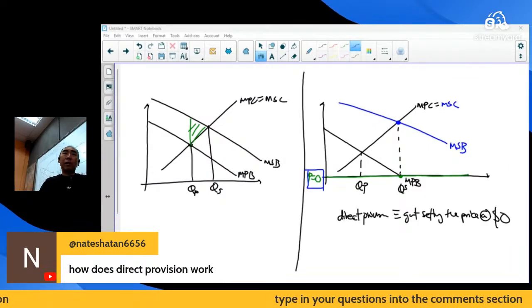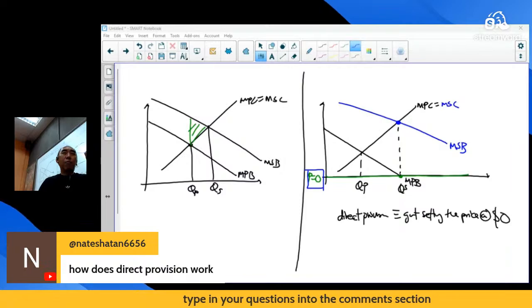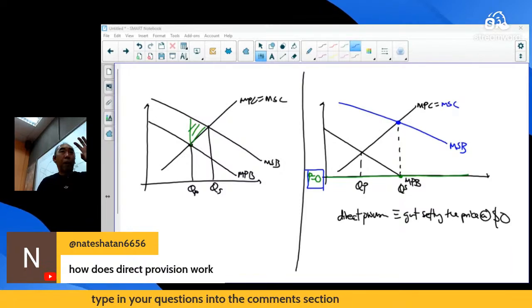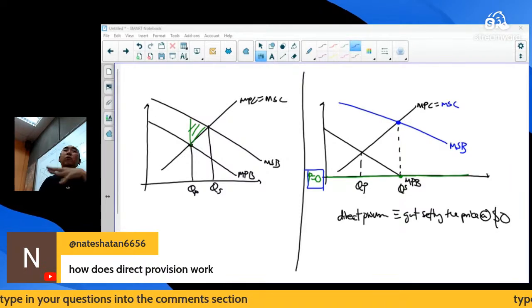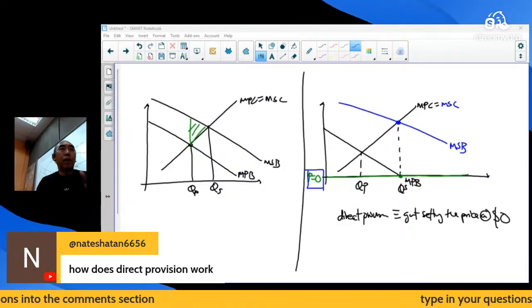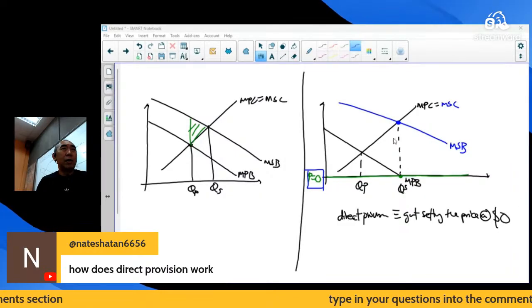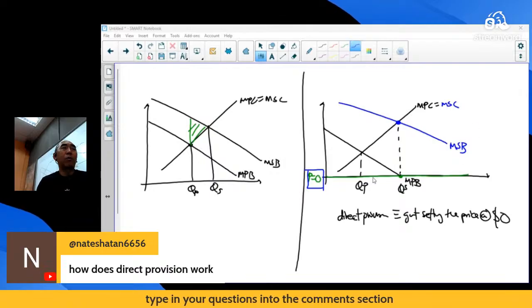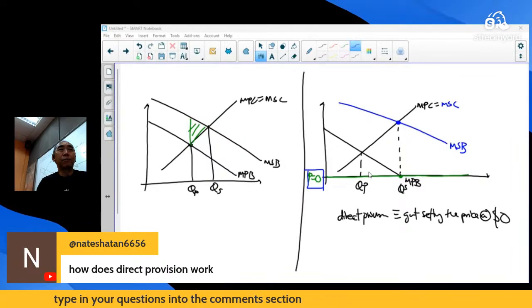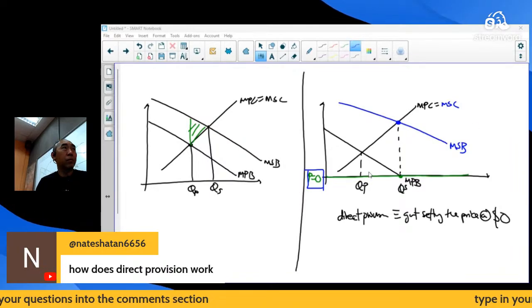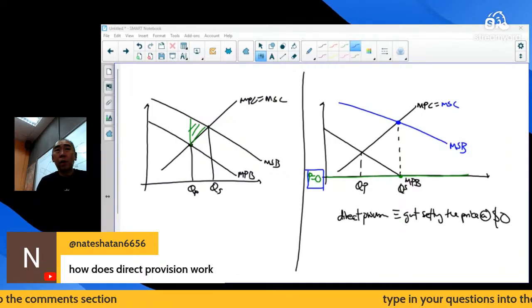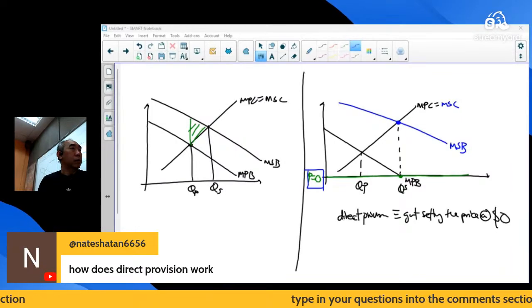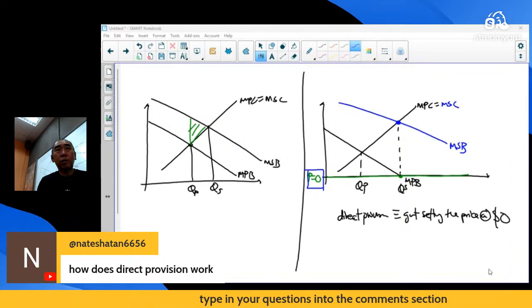So Natasha, I hope that I also answered your question on how direct provision works. There are two ways I summarize, Natasha. Direct provision can work in terms of public goods, or in terms of positive externalities. But positive externality mostly will be in terms of this diagram, where there is a very, very large positive consumption externality. Okay, waiting for your next question.